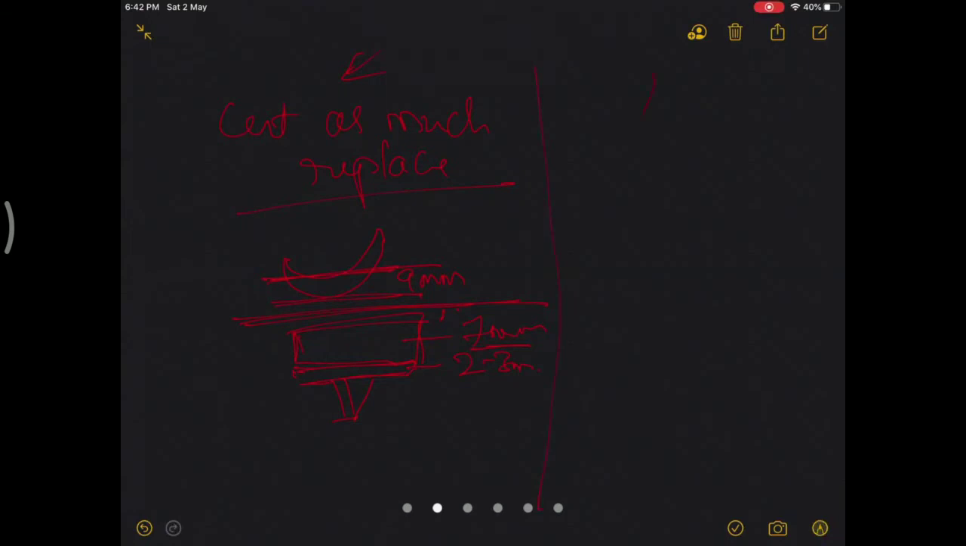But this is not the condition always, because sometimes you have a deformity, either a valgus or a varus, with an asymmetric gap in between. If you do a measured resection, then you will not be able to correct the deformity. So in such cases, you will have to do something called gap balancing.